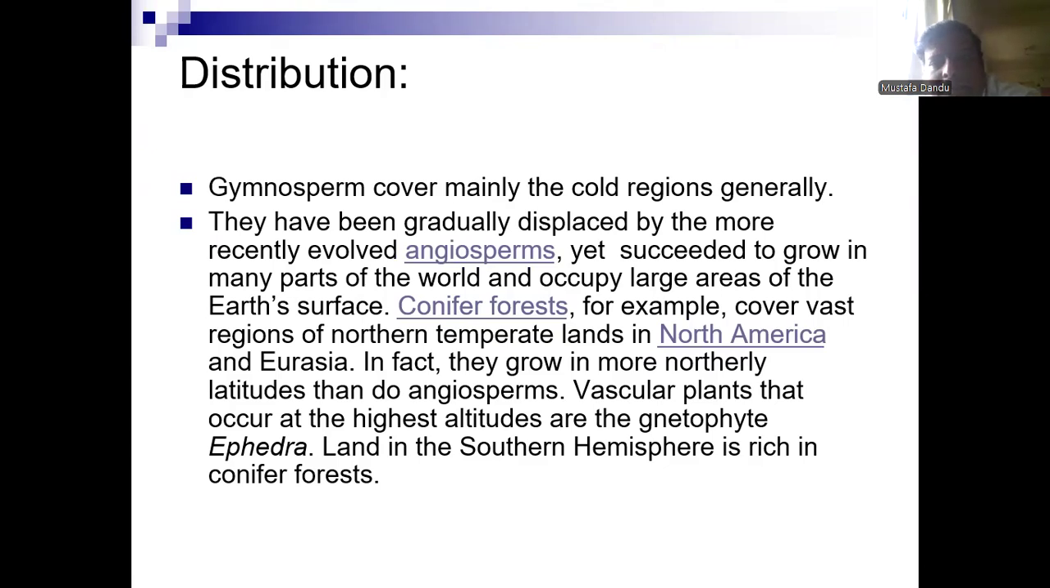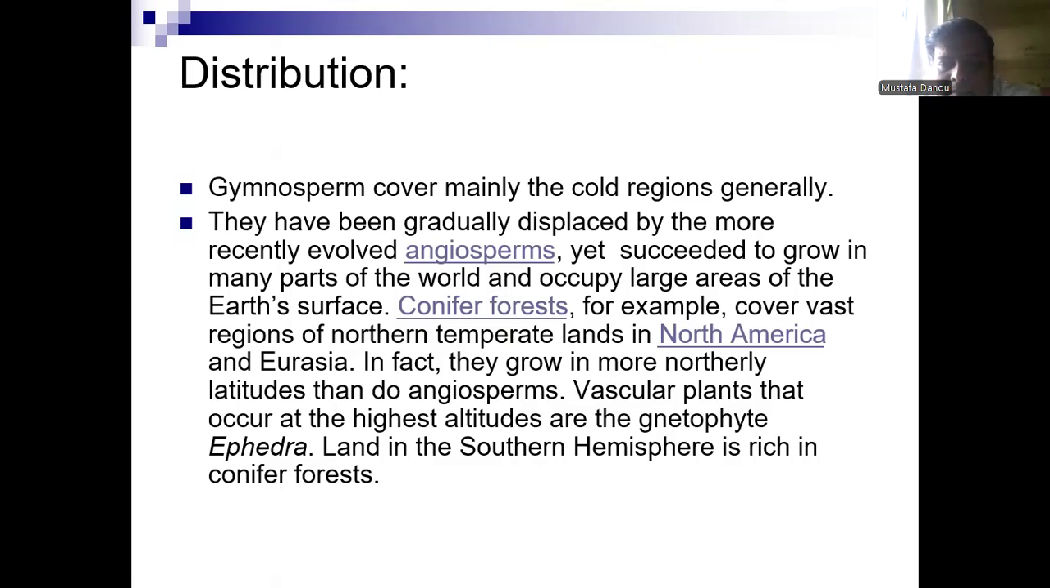Distribution. Gymnosperms cover mainly the cold regions. Generally, they have been gradually replaced by the more recently evolved angiosperms. They have succeeded in growing in many parts of the world and occupy large areas of Earth's surface. Conifer forests, for example, cover the vast northern temperate region, North America and Eurasia. In fact, they grow more in the northerly latitudes than angiosperms. Vascular plants that occur at high altitude are gnetophytic, like Ephedra.